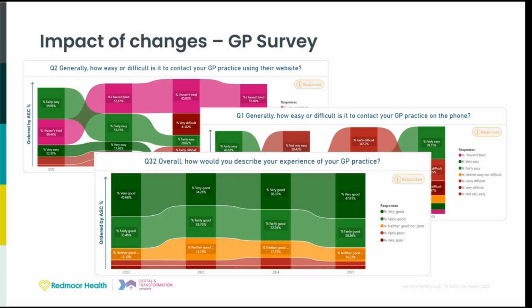And then finally, we'll look at the overall experience in the practice, and the picture of this is very reassuring. Most patients continue to rate their experience as good or very good, and this remains stable as the access routes have changed. So this shows that change to access routes can improve usability without negatively affecting overall patient experience, which is a key concern for practices when they're going through some of these changes.